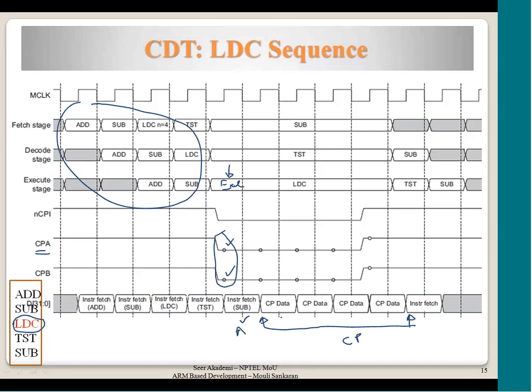What is going on? The data is CP data. Now, who is generating the address? The address is generated by the ARM and the coprocessor is accepting it. Now, how does the ARM know when to stop generating the address?